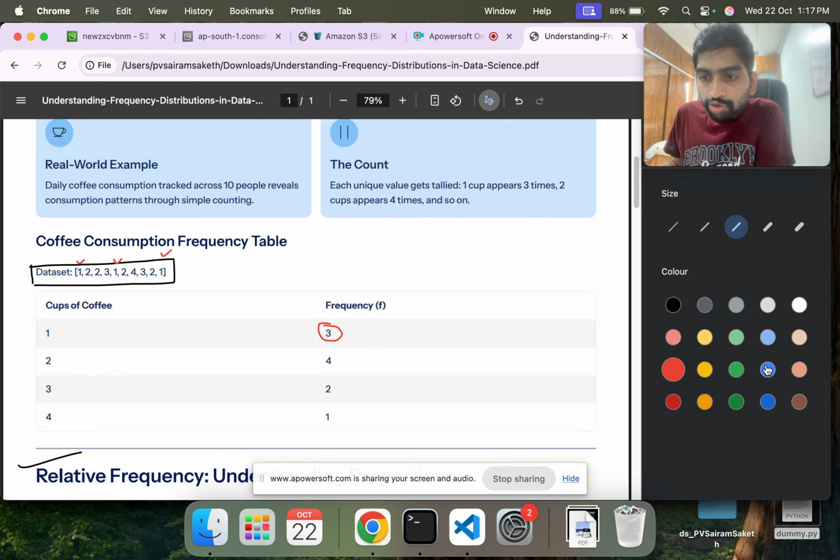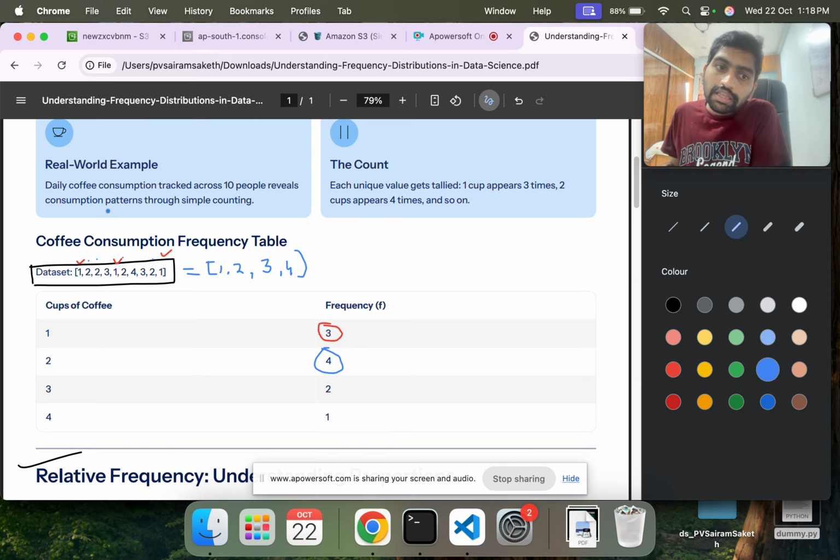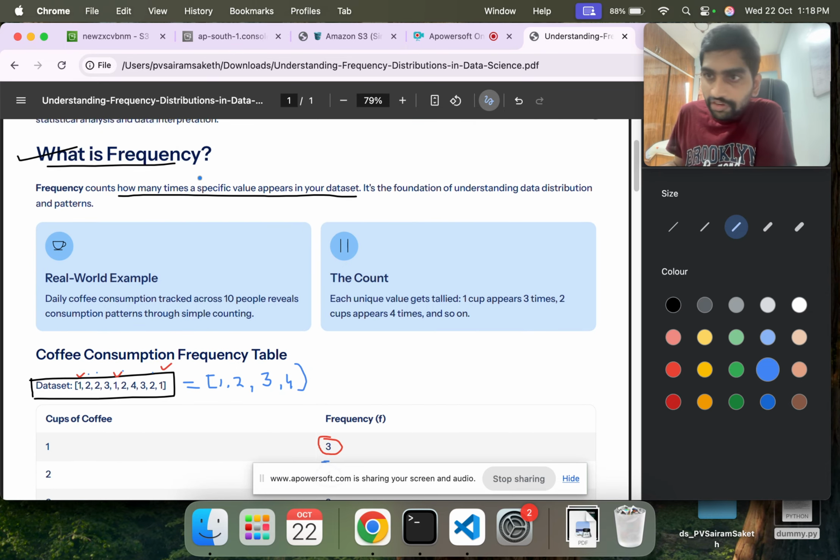So how many times is 2 present? I'll show you in a different color. This 2 is present here. Let's say 1, 2, 3, 4 times 2 is present. So that's why we wrote 4 here. So what are the numbers present in our data set? We have the numbers 1, 2, 3, and 4. These are the four categories, and how many times 1, 2, 3, 4 are present in the data set is decided by the frequency.